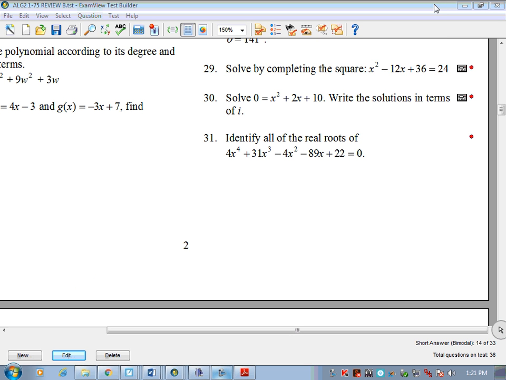All right, identify all the real roots. Okay. What do you think? With 1 minute? We want to stop there? Okay.